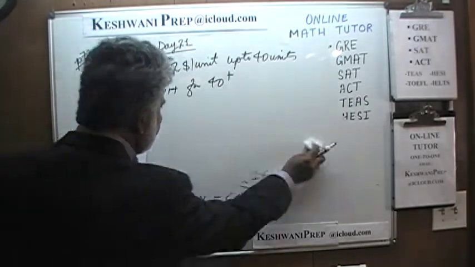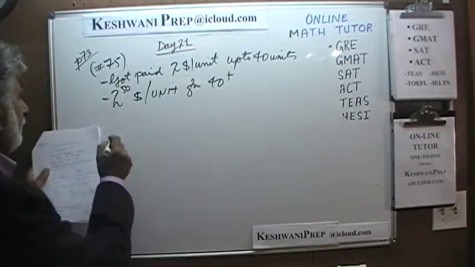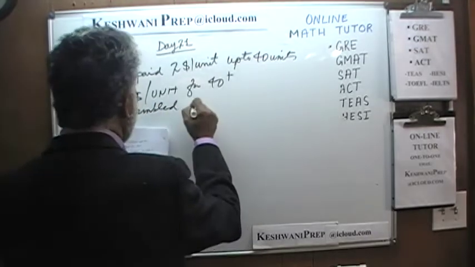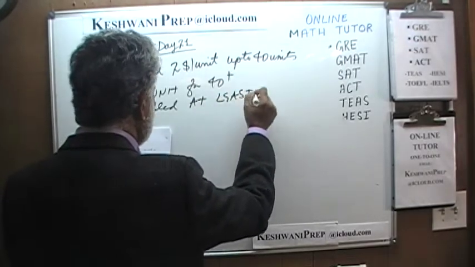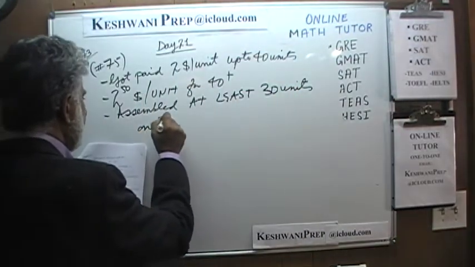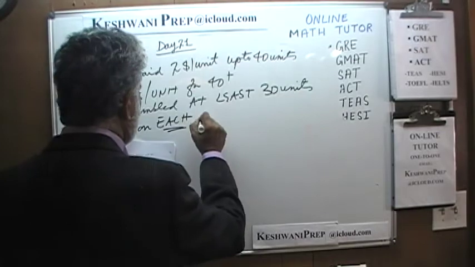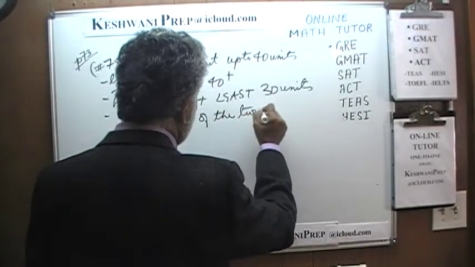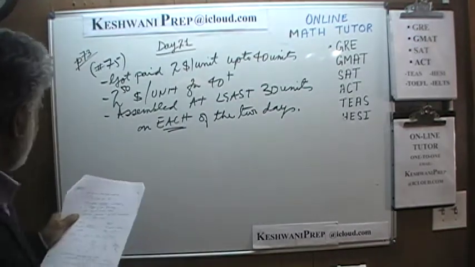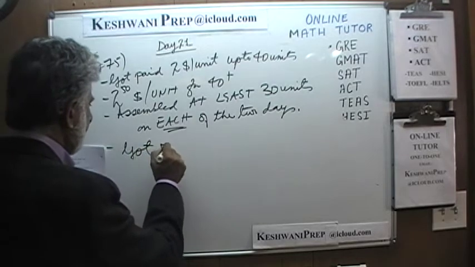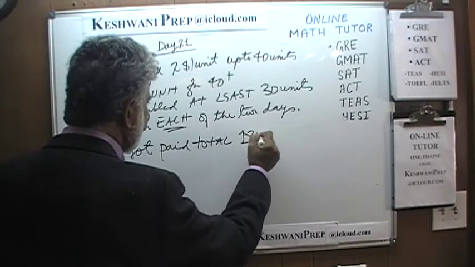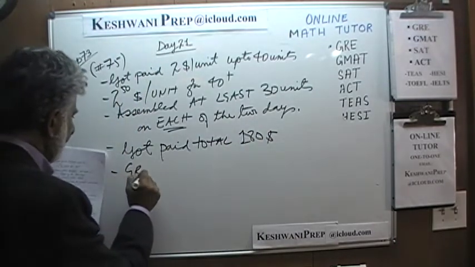The question is, we are further told that we assembled at least 30 units on each of the 2 days. This is a summary of it. The problem is stated in the book a little bit more elaborately. We are further told that we got paid a total of $180.